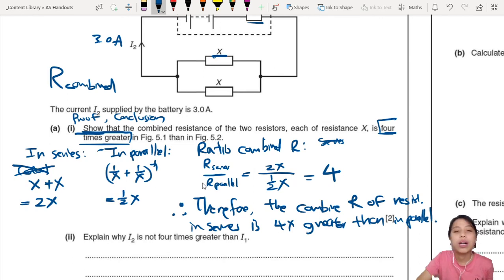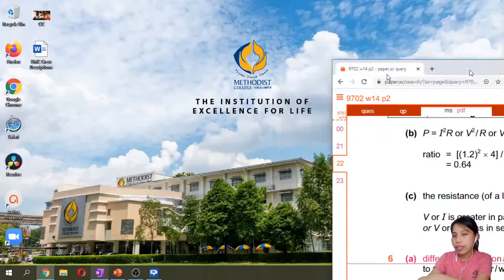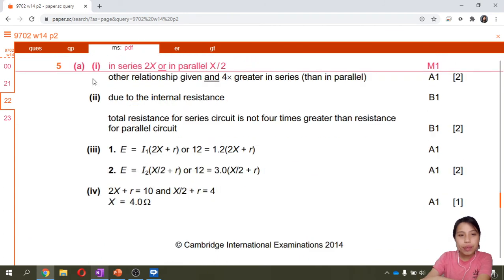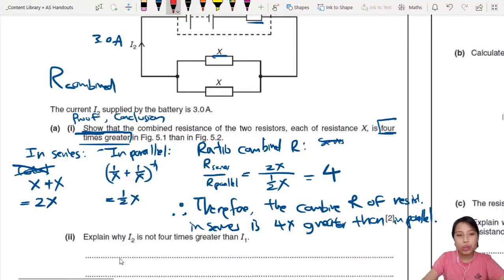That means you have to write so long, because you want to give the examiner no reason to cancel your mark or take it away. Because look at this mark scheme. In series, 2x or x over 2, if you show 2x or x over 2, then you must say the relationship, which one is greater than which. But you must also say, and means you must have both. You say which one is greater, but you must say 4 times greater. That's your A1. If you just say 4 times greater, but you didn't show working, you will not get your A1, because M is for method. So M1, A1, make sure you show that.